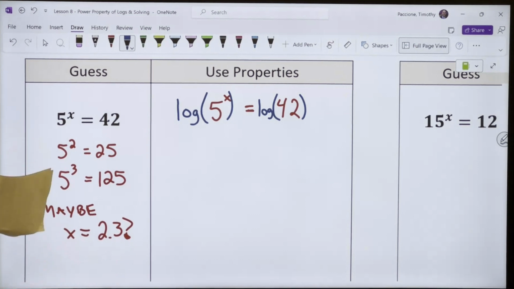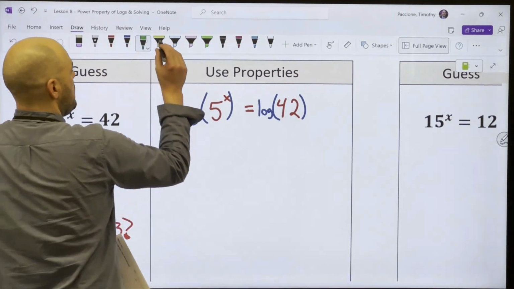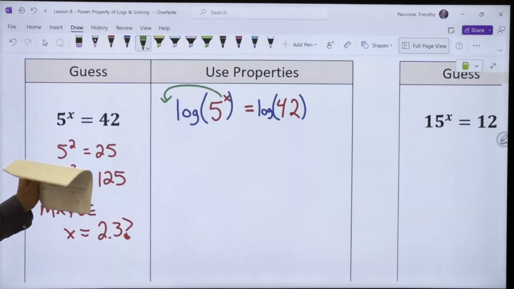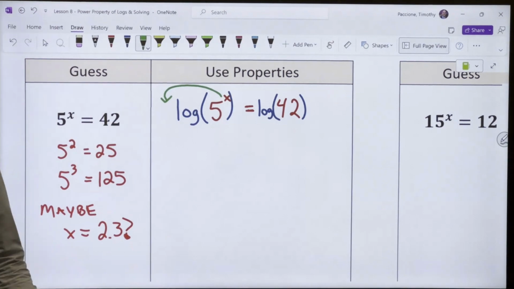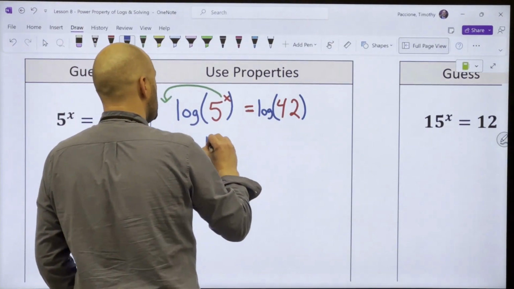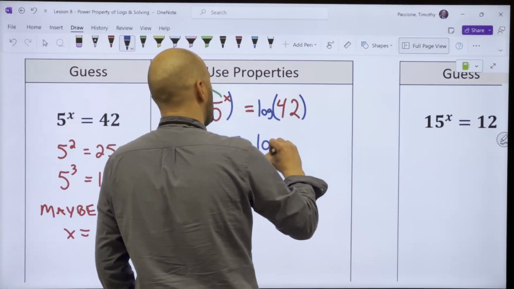Anybody have any idea why? How that helps us? Yeah? Because the 5x gets canceled out. Not canceled out. What happens? It isolates the x because log is the exponent. No, it will move the x to the front. Exactly. So the exponent, we just learned, can come out front. Well, when we do that, we end up with x times log of 5 equals log of 42.